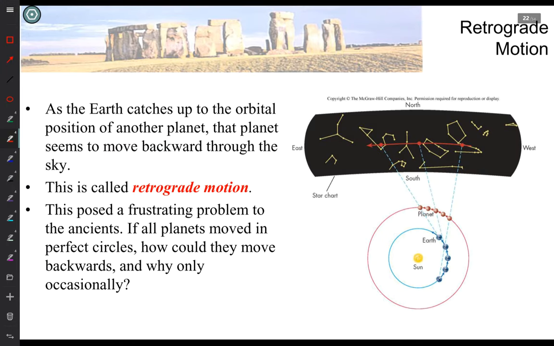So here's a picture showing if you were looking from Earth to Jupiter, let's say. If you go in successive nights and you look where Jupiter is in the sky, you see that Jupiter tends to be moving to the east each night. Compared to the stars, Jupiter's moving east. That's the normal motion, what we would call prograde motion.